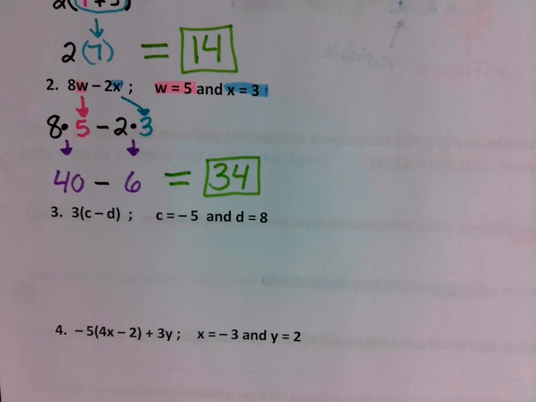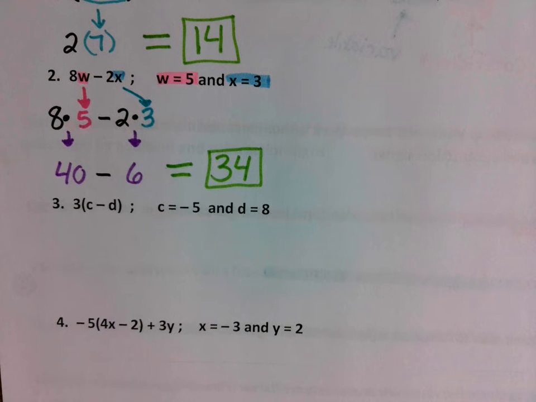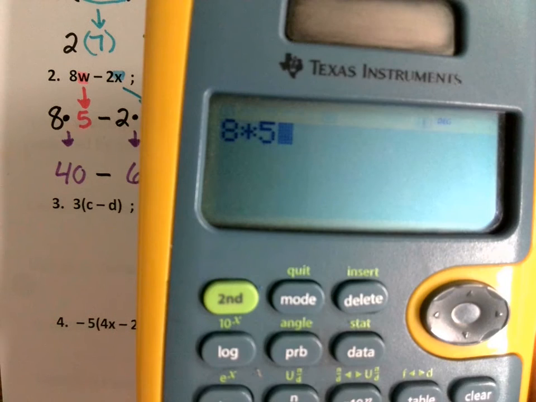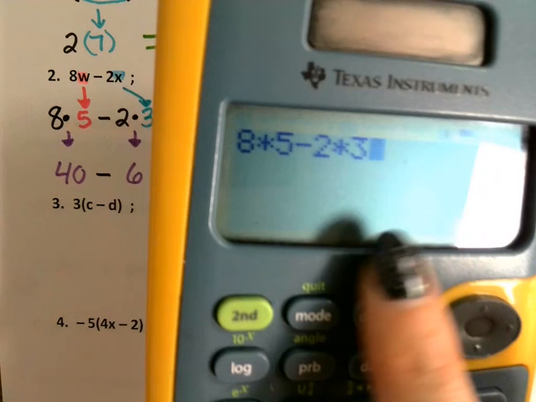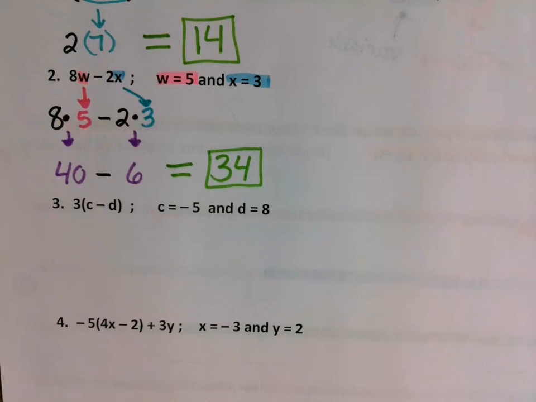But again, if you were to type into your calculator 8 times 5 minus 2 times 3, you type it exactly as you see it, and then you hit enter, you get your 34. Okay? Use your calculator to double check.